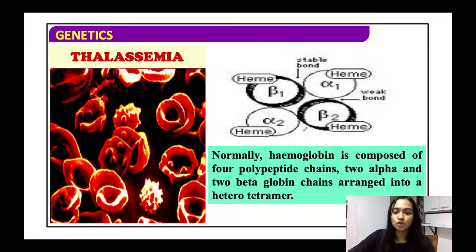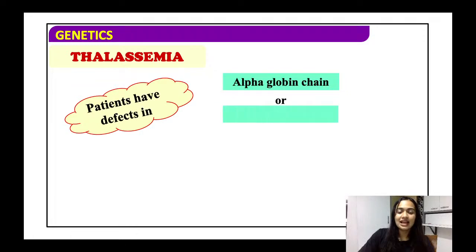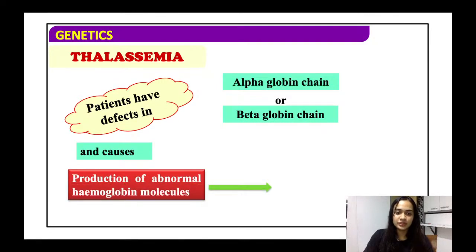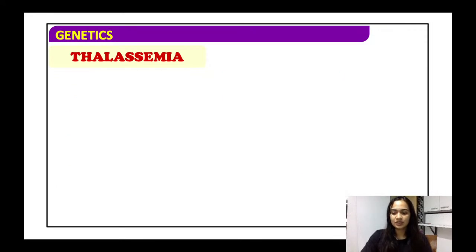तो ये होता है hemoglobin का स्ट्रक्चर। इसमें होता है बीटा 1, बीटा 2, अल्फा 1 एंड अल्फा 2। इसमें 4 पॉलीपेप्टाइड चेन्स, 2 अल्फा 2 बीटा, and they are arranged into a heterotetramer. Alright, so this is what a tetramer is. And now what will happen is, patients have defects in alpha globin chain or beta globin chain, and what they will cause, the production of abnormal hemoglobin molecules. All right, this will result in anemia.